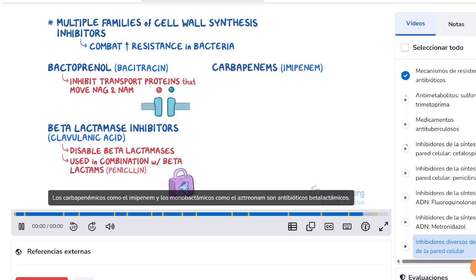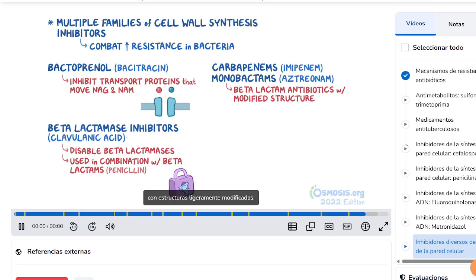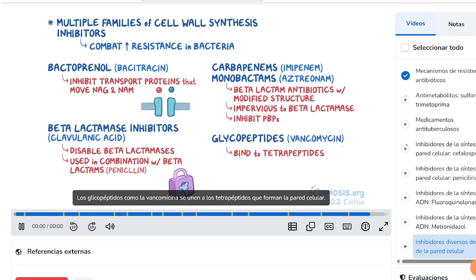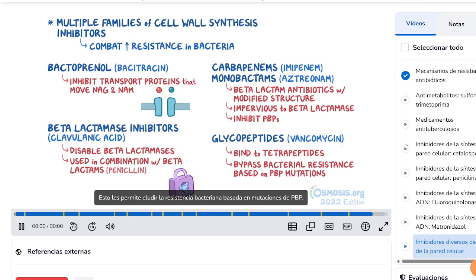Carbapenems like imipenem and monobactams like aztreonam are beta-lactam antibiotics with slightly modified structures. This makes them impervious to beta-lactamase degradation, so they can inhibit PBPs. Glycopeptides like vancomycin bind to tetrapeptides that make up the cell wall. This allows them to bypass bacterial resistance based on PBP mutations. They're mostly used for dealing with highly resistant bacteria like MRSA.